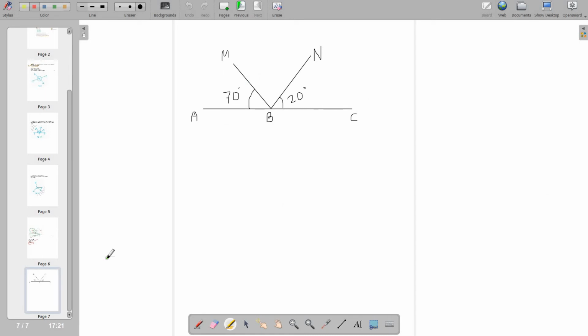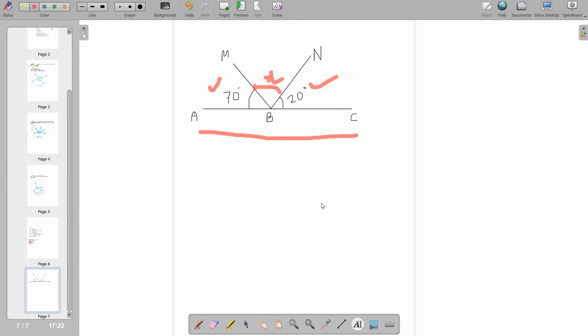Now we will see another question. In this question we have been given two angles, and we know that ABC is a straight line. ABM is an angle. We have three angles: one angle is ABM, another angle is MBN, which let us consider as x, and another angle is NBC. NBC is 20 degrees.